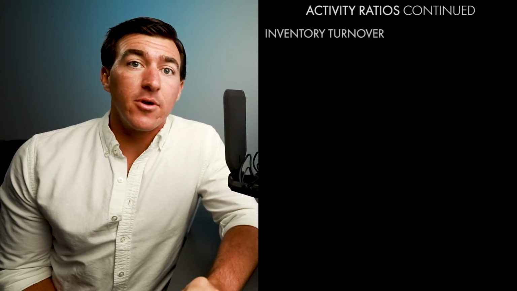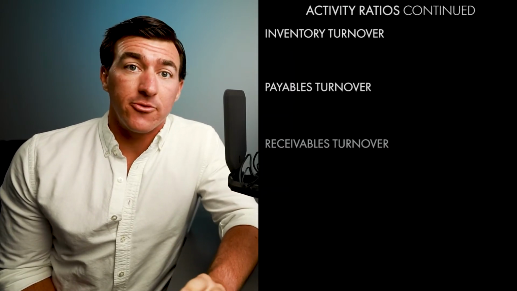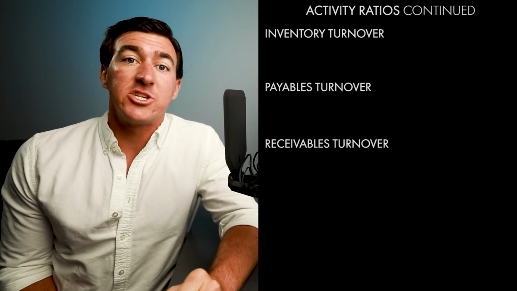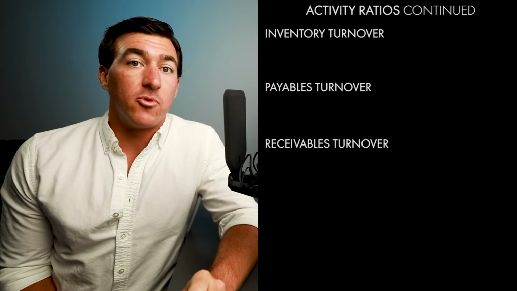Now, the most common activity ratios are really all around turnover. That's inventory turnover, payables turnover, and receivables turnover. Now, if these sound familiar, we've actually kind of touched on these a little bit when we were talking about the cash conversion cycle. And we're going to touch on that a little bit more as well.